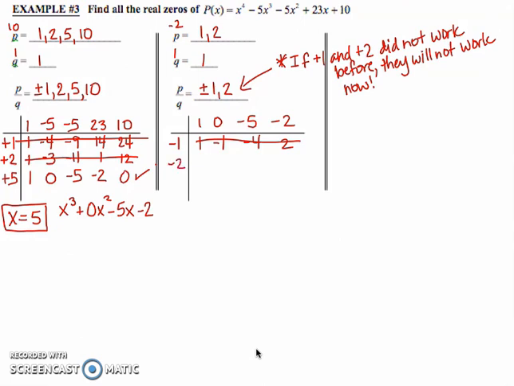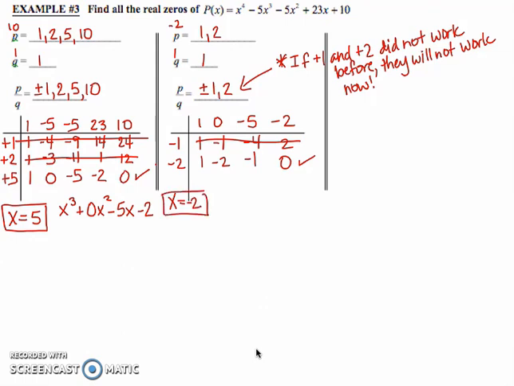So let's find out if that is a solution. I'm going to drop down my 1. Negative 2 times 1 is negative 2. 0 plus negative 2 is negative 2. Negative 2 times negative 2 is positive 4. Negative 5 plus 4 is negative 1. Negative 2 times negative 1 is positive 2, and negative 2 plus 2 is 0. All right, cha-ching. So I know that x equals negative 2 is another solution.